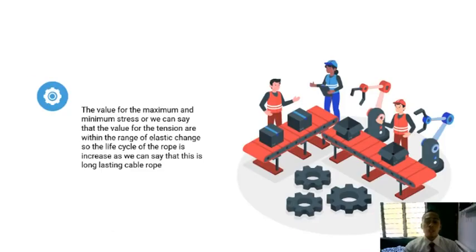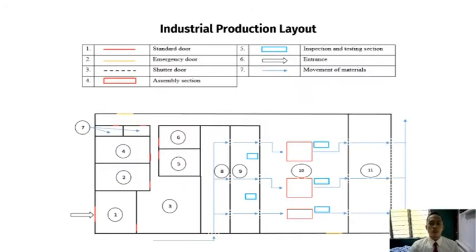The values for the maximum and minimum stress, or we can say the values for the tension, are within the range of elastic change also. So the life cycle of the rope is increased, and we can say that it is a long-lasting cable rope. This is the simplified version for the realization of the situation of stress. Next, I will talk about manufacturing analysis.